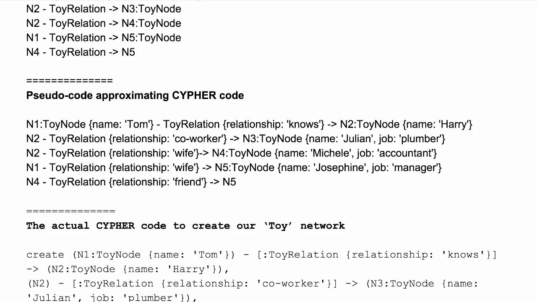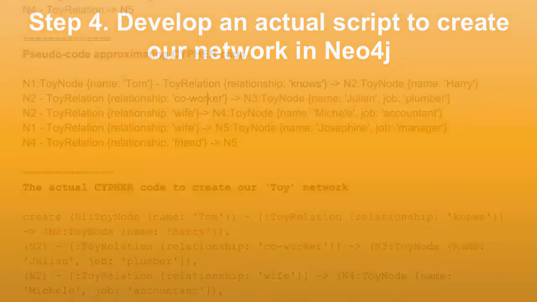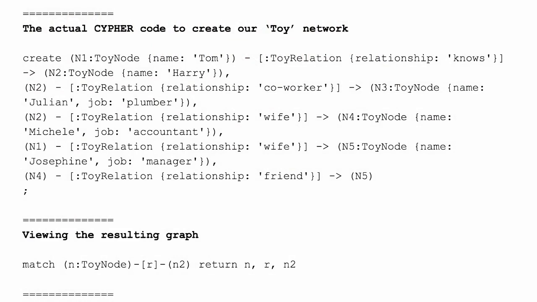Next, we're going to add properties to our nodes and edges. Our nodes can have properties such as name or job. So in this case, our first node, N1, will have the name Tom. And the appropriate syntax for this includes curly braces surrounding the key value pairs, a colon separating the key value pairs, and the values defined within single quotes. Likewise, each edge may have a specific type of relationship, including coworker, wife, and friend. So finally, this brings us to the actual code we're going to use to create our graph network. So let's go ahead and copy this and paste it into Neo4j so we can take a look at our network.